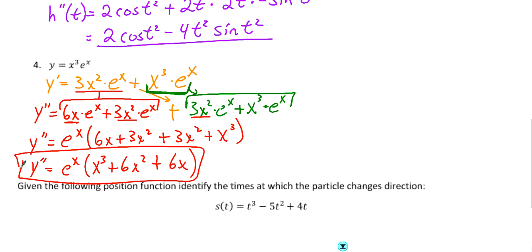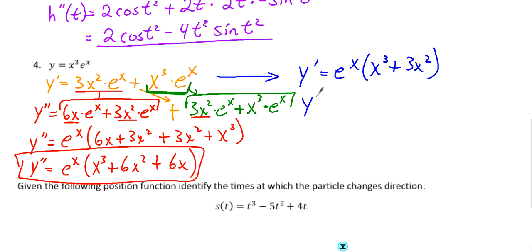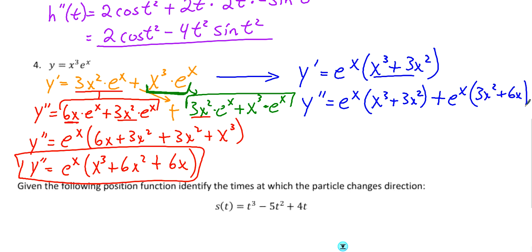Now, we could have made it a little bit easier on ourselves at the first derivative right here if we had done that simplification first. If I had changed it to y prime equals e to the x times (x cubed plus 3x squared) and simplified it even more in the first one, when I go to take the second derivative, I'm going to take the derivative of e to the x, which is e to the x, and then I get this, plus e to the x times the derivative of this one, which is 3x squared plus 6x.